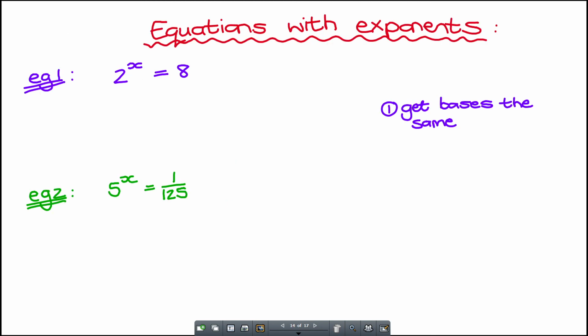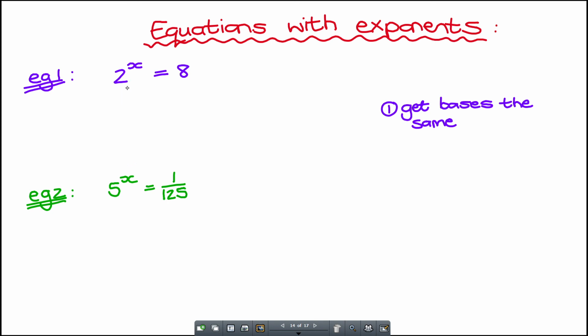Now we're busy with equations with exponents. Now, people, I need you to remember all those rules that we did on the chapter of exponents right back in term 1. So at example 1, I said 2 to the power of x is equal to 8. Now, whenever your unknown is the exponent, your very first thing that you're going to do is get your bases the same. Okay, now what is base again? It's this number at the bottom.